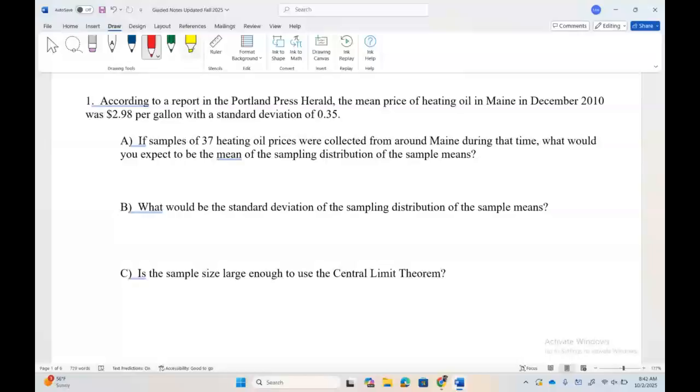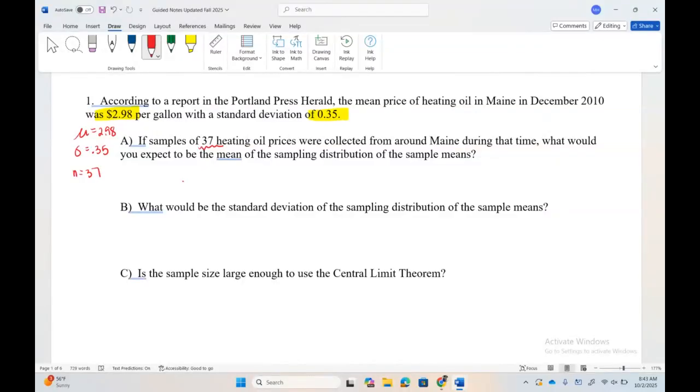All right, so let's do an example. According to a report to the Portland Press Herald, the mean price of heating oil in December was $2.98 per gallon with a standard deviation of 35 cents. So our population mean is 2.98 and our population standard deviation is 0.35. If samples of 37 heating oil prices were collected, what would you expect to be the mean of the sampling distribution of the means? This is telling us n equals 37.